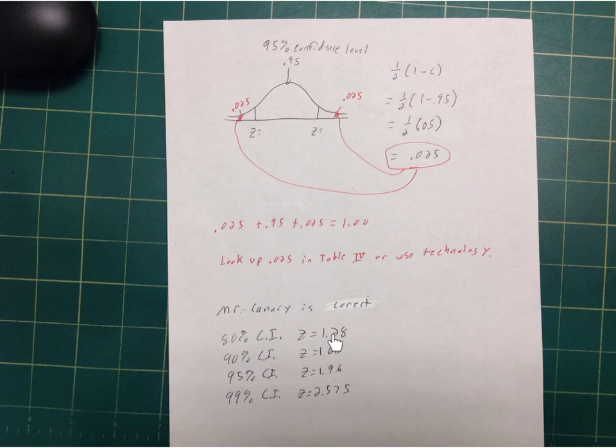But Mr. Canary is correct when he mentions these are the most common cases. 80% confidence intervals use 1.28, and 90% confidence intervals use 1.645 for the z-score. These are all cases we see most often. So I like to draw a picture and find the area, and then you can use a table or technology to find the z-score.